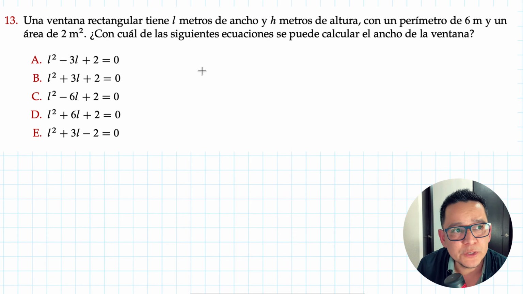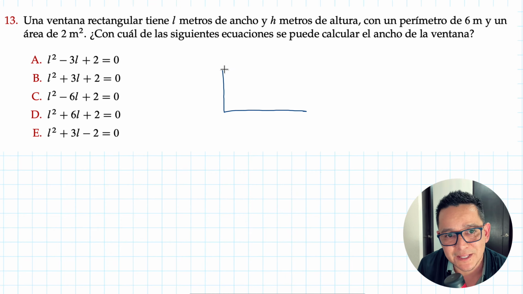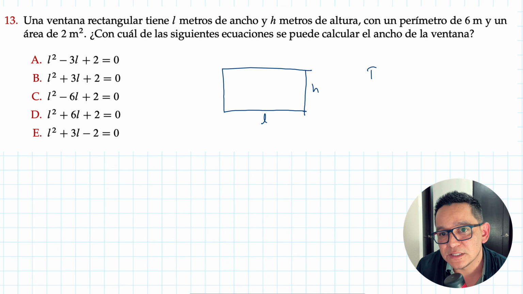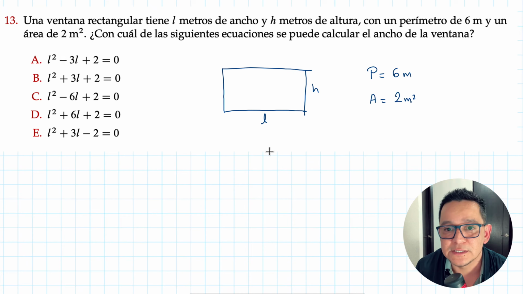Let's see. I'm going to start by drawing my window here. Don't pay too much attention to my rectangle. It's going to look a little ugly, but there it is. Look, there it is, more or less here. So we have the window, and we know it's L meters wide and H meters tall. Also, they're telling us that the perimeter of the window is 6 meters and the area of the window is 2 square meters. That's all we know, right? I'll be doing the work in green.